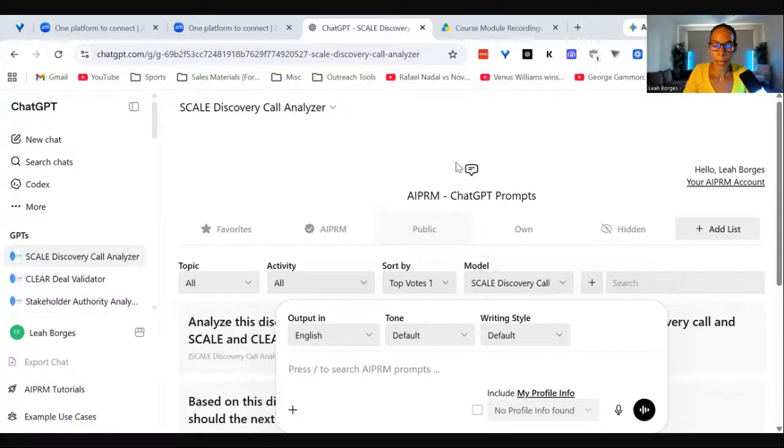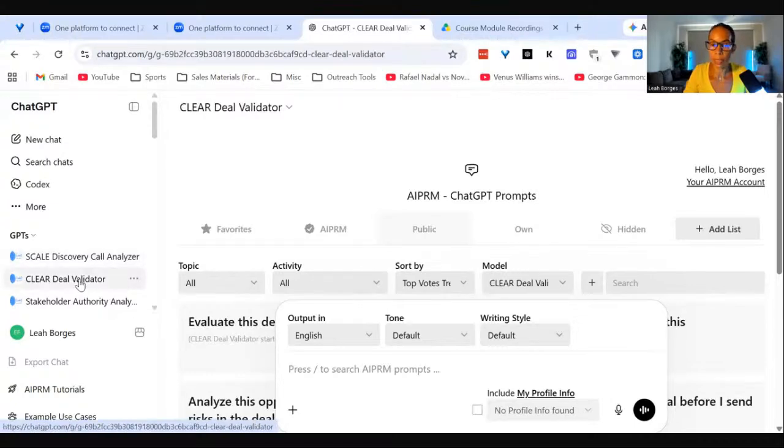Okay, so there we go. And what we're going to do is I'm going to go to the Clear Deal Validator. So Clear is a qualification framework that I developed. And what we're doing here is we are qualifying this, and how this is supposed to be used is this will be used at every stage of your deal process, right?